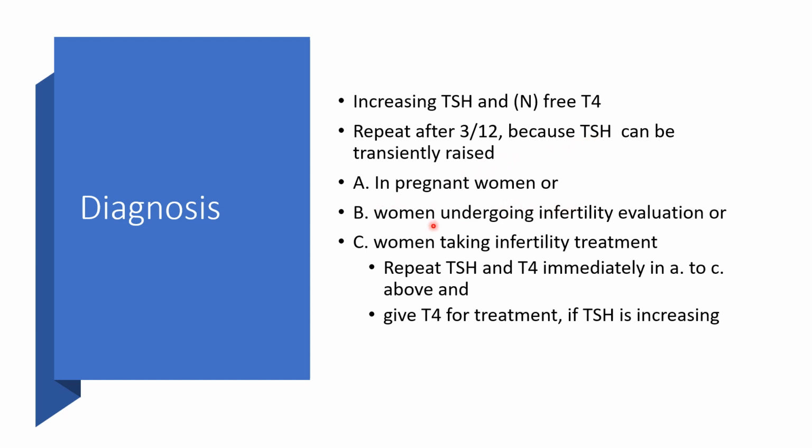In pregnant women or women that are undergoing infertility evaluation or women taking fertility treatment, we should repeat TSH and T4 immediately and give T4 for treatment if TSH is increasing. Let me explain. The woman before us is a pregnant woman, or the woman is undergoing infertility investigations, or she's already taking treatment for infertility, then we will not wait for 3 months like the other general population. We will repeat the TSH and T4 immediately if the woman belongs to any of these. And if the value is still high, TSH is still high, then we'll start T4, levothyroxine.